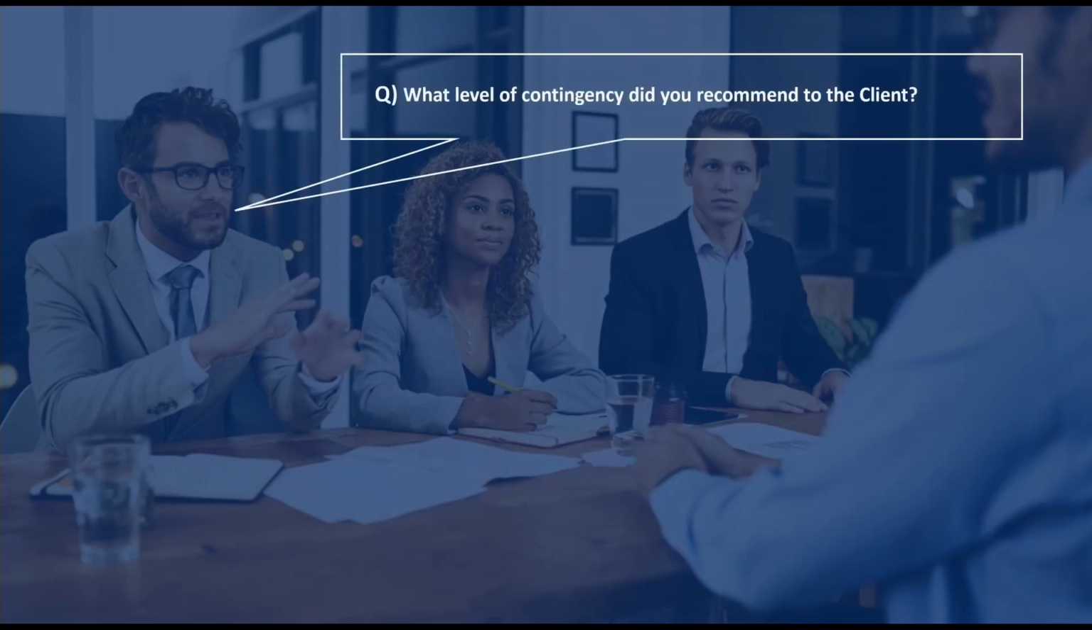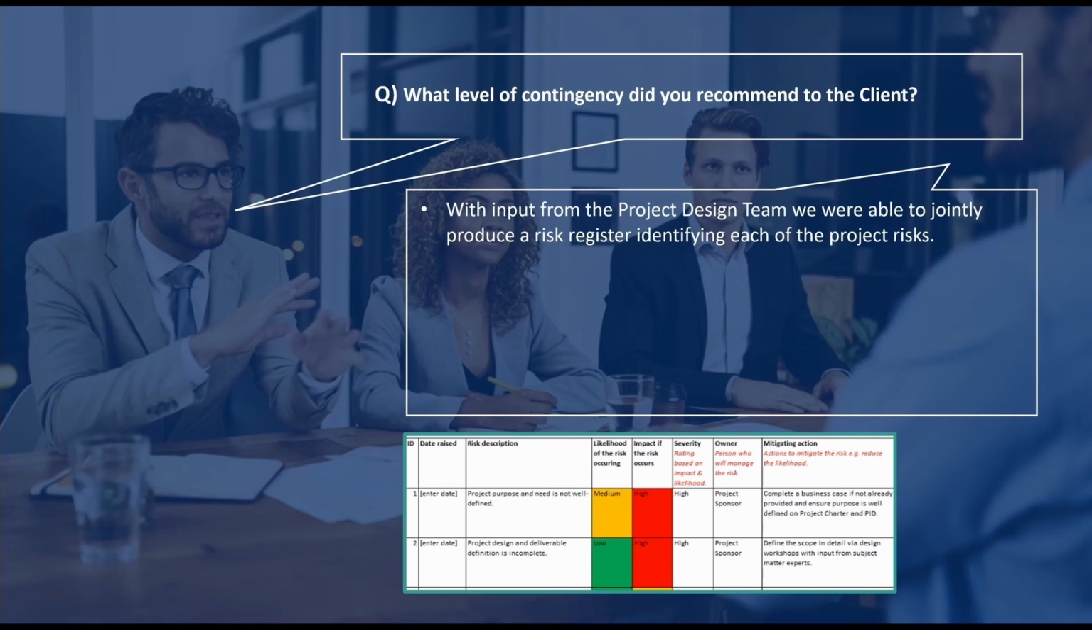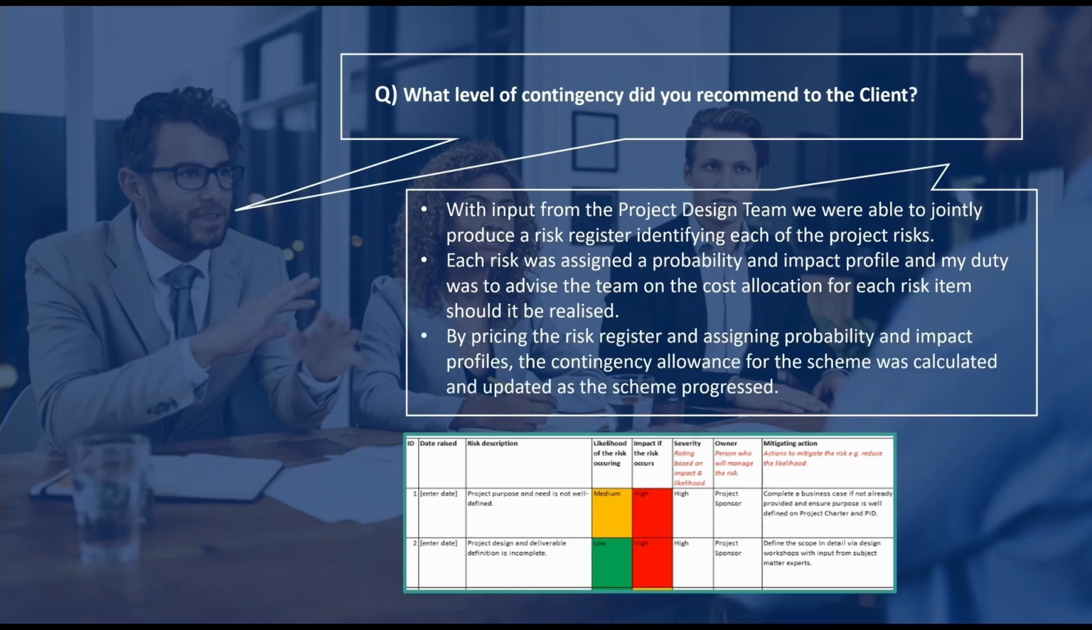A follow-on question we may receive in this area is what level of contingency would you recommend or did you recommend to the client? And to address this, we can say that with the input from the project design team, we're usually able to produce a risk register identifying each of the project risks. Each risk is typically assigned a probability and impact profile, and my duty as QS is to advise the team on the cost allocation for each risk item should it be realised. By pricing the risk register in this manner and assigning probability and impact profiles, the contingency for a scheme can be calculated and updated as the scheme progresses.